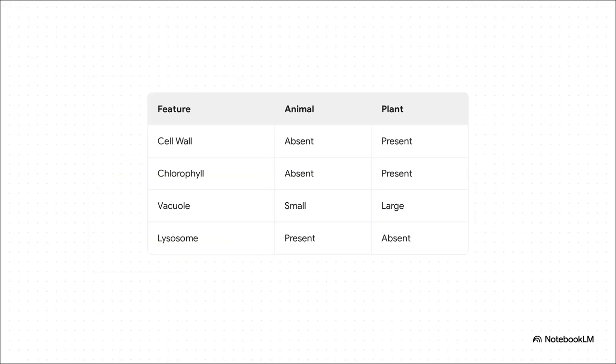Functionally speaking, these differences are massive. Plant cells evolved rigid cell walls to literally stand tall. They house green chlorophyll for photosynthesis, and they maintain these massive central vacuoles just for water storage. Animal cells, on the other hand, don't need rigid walls. They rely on small vacuoles and specialized disposal units called lysosomes to manage their internal environment.